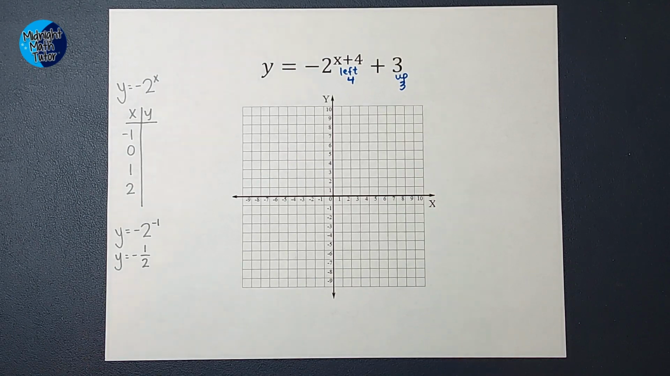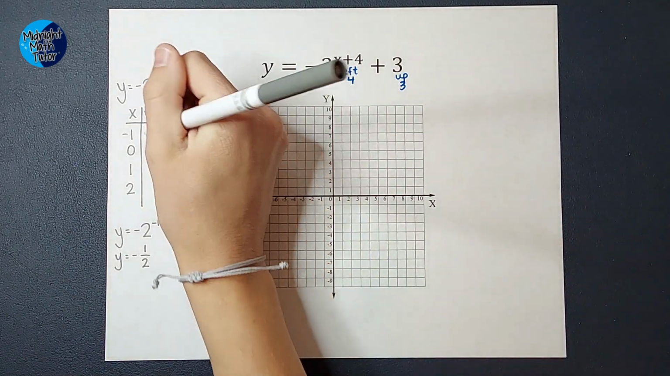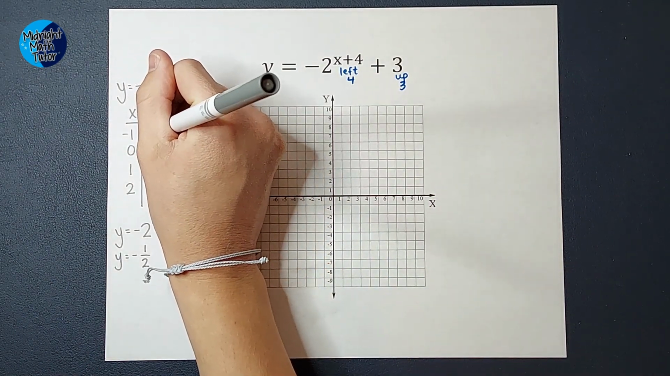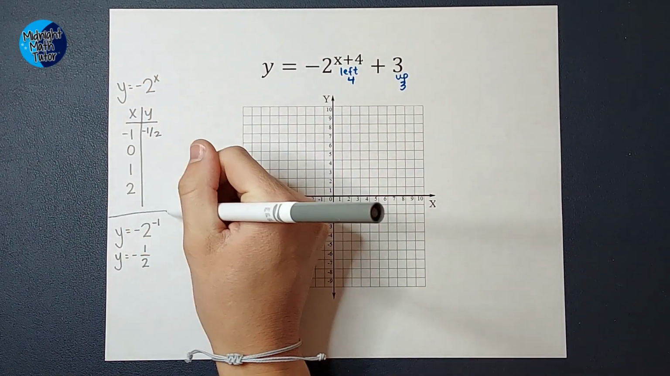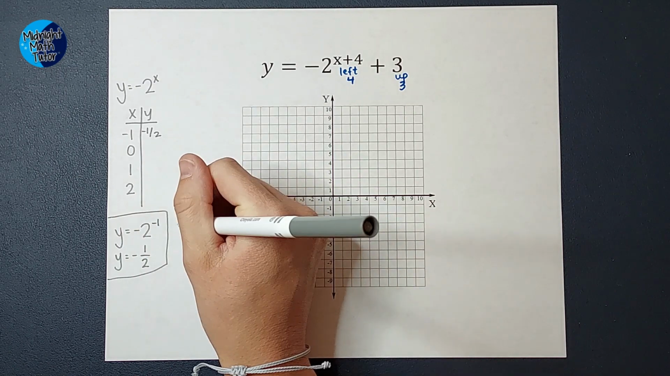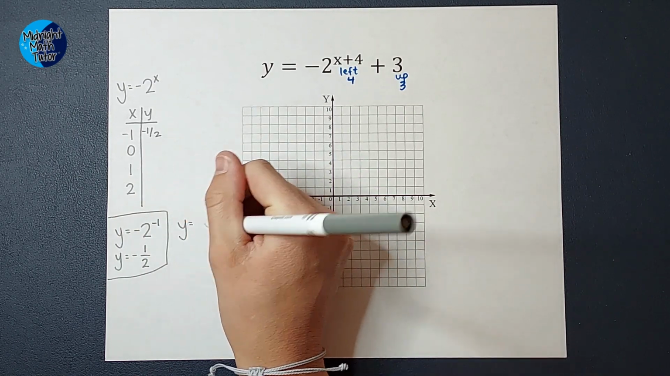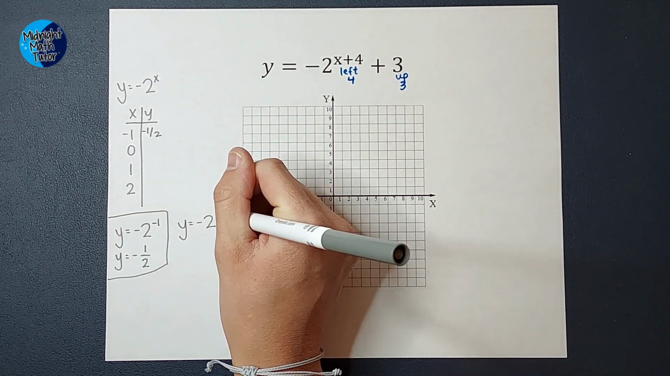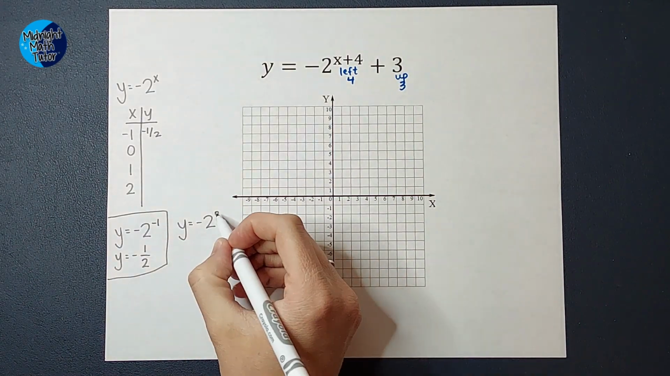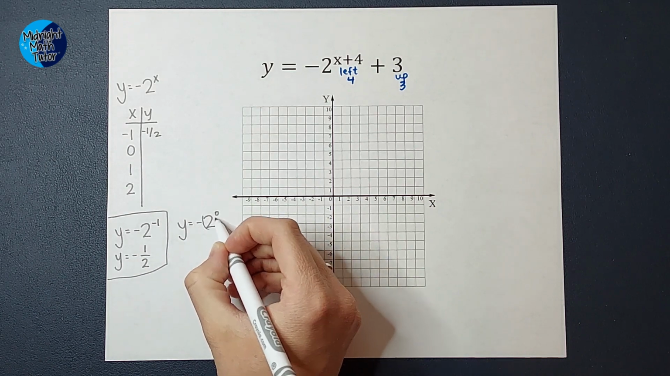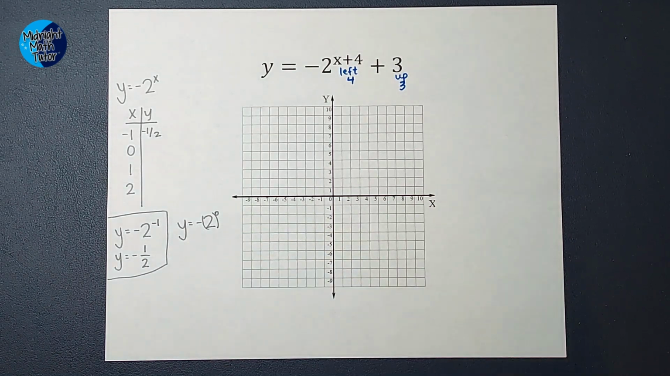But when I plugged in -1 for x, I got -1/2 for y, okay? Next, I'm going to plug in 0. So I'm going to have y equals -2 to the power of 0. Now, anything to the power of 0 is 1, right? And remember, this 0 is just with the 2. So 2 to the power of 0 becomes 1.